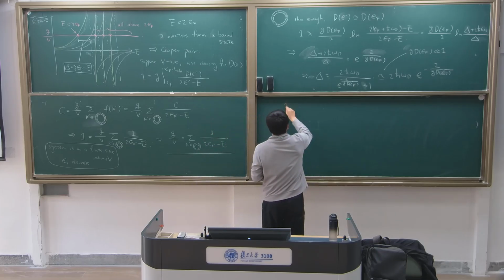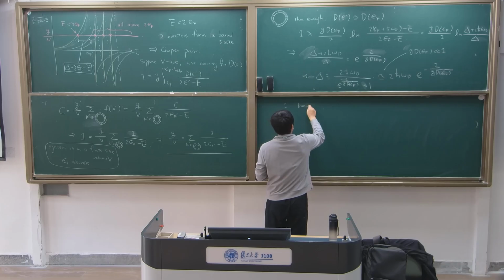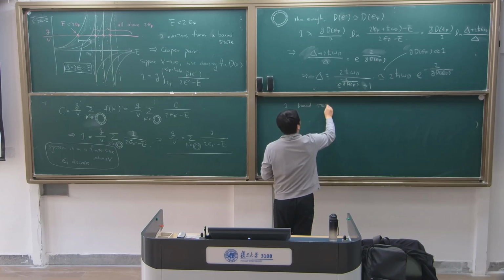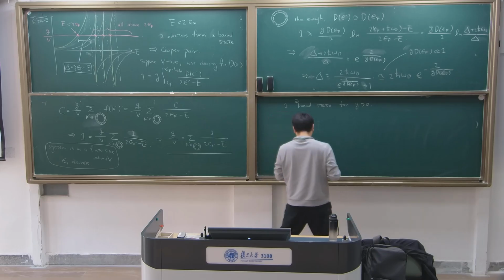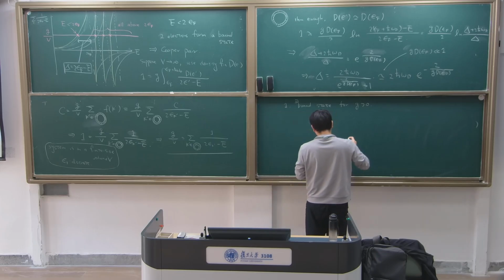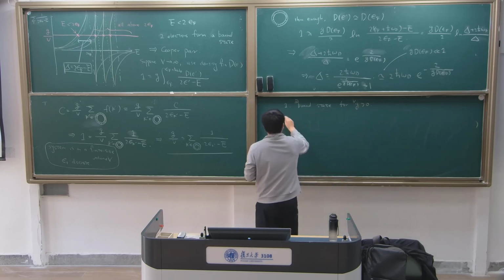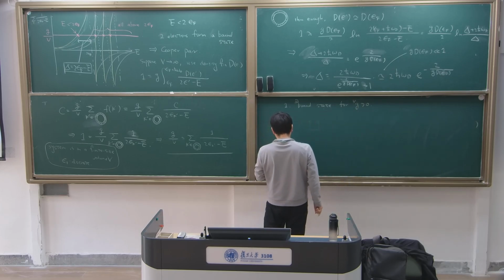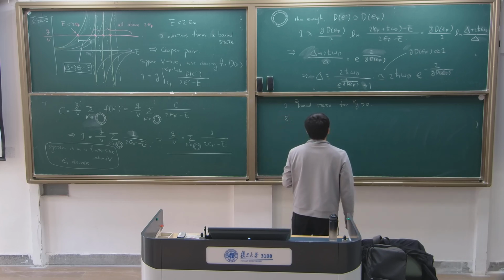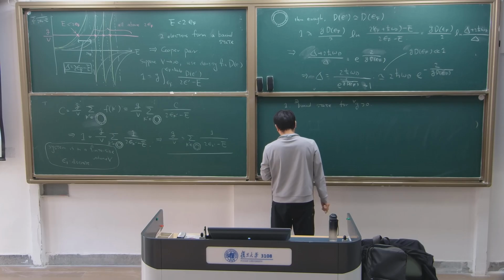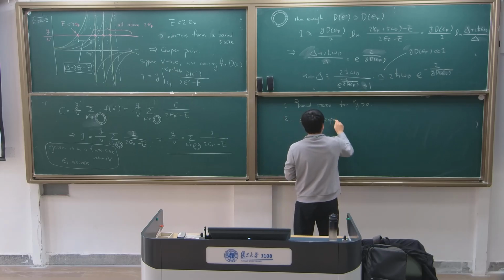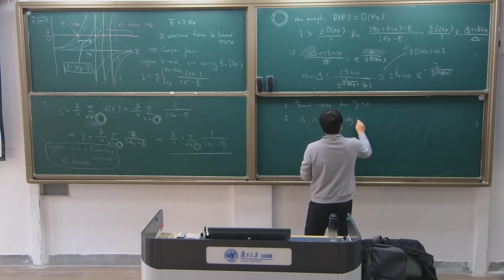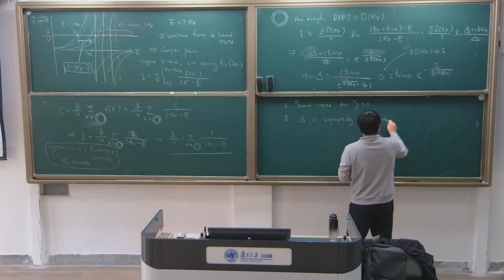Okay, so the first thing is the bound state. This bound state forms for any attraction. Number two, delta is the exponential, nonlinear in g.